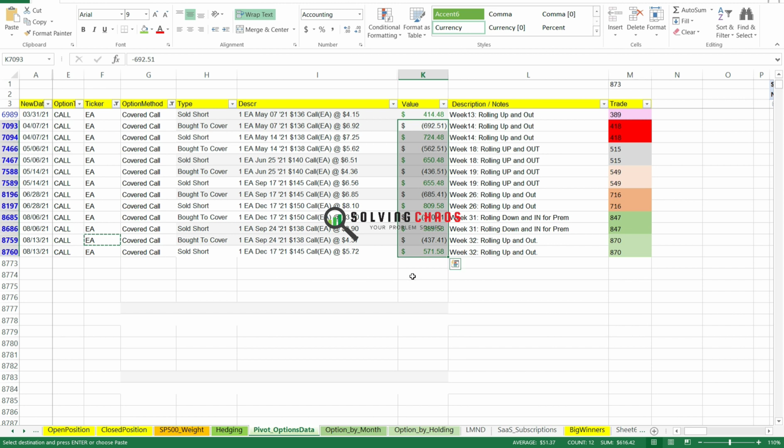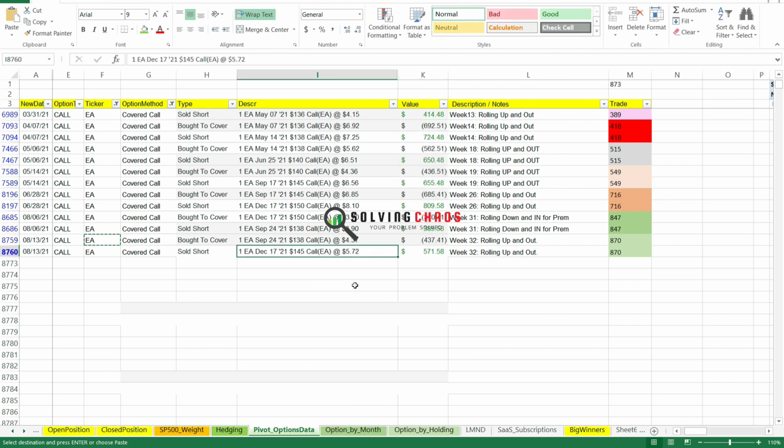And again, some stocks are better than others. Some stocks you can't really do this. Some stocks, when you're rolling it, it will cost you money. So I like to roll up and down on stocks where I can most likely collect premiums when I roll back down.